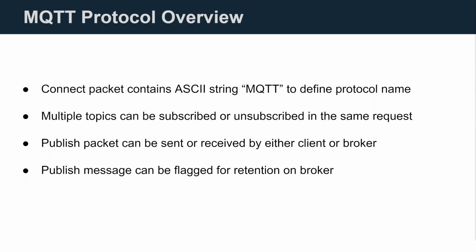The term publish here refers only to the message type. A message that is published by a client will be sent to the broker. The broker will then publish that message to all the clients who are subscribed to the message's topic. Messages can also be marked for retention to be stored on the broker. If the message is retained by the broker, then new clients will be sent that message when they first subscribe. This can be useful for conveying information like system state.